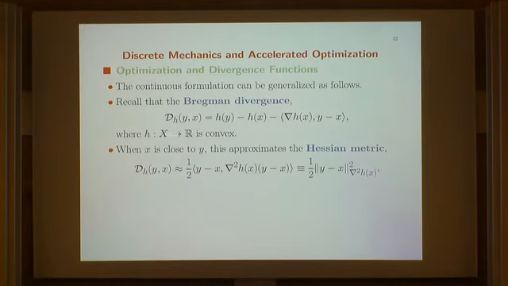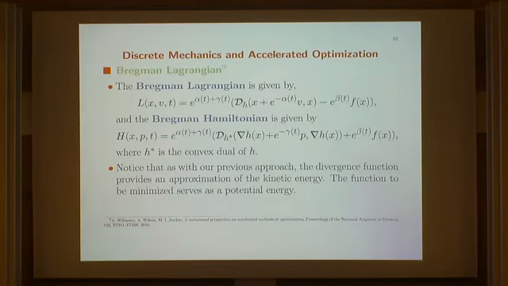The way you can generalize this is to, again, have this Bregman divergence, and then when x and y are close, this approximates what's called the Hamiltonian metric. And then given this Bregman divergence, you have a Bregman Lagrangian and Bregman Hamiltonian. So let's think about it for a second. You have a dissipative system, when you have the Hamiltonian and Lagrangian formulation for this.